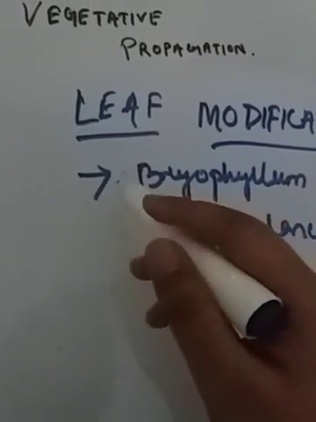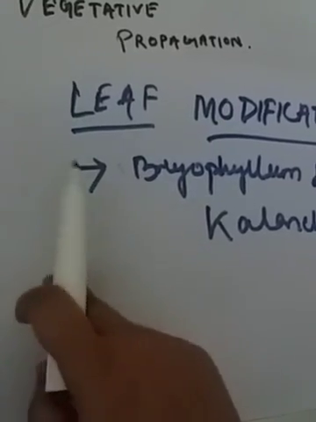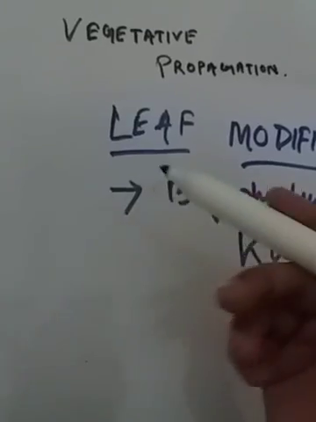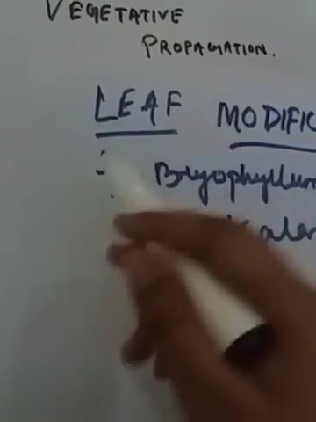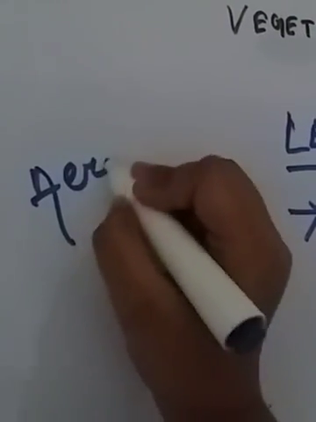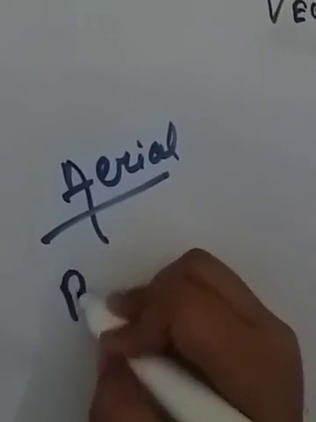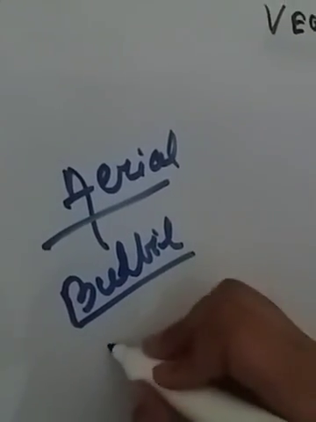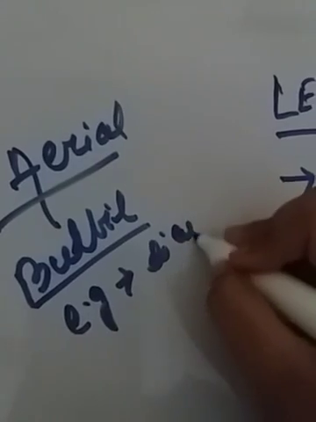Now we'll go to aerial modification, the part of the stem modification. Then we'll shift over to turion and bulbil, just examples about them. Actually bulbil goes under aerial modification. Let me write here itself. In aerial, bulbil, the examples are Dioscorea, oxalis and lily.